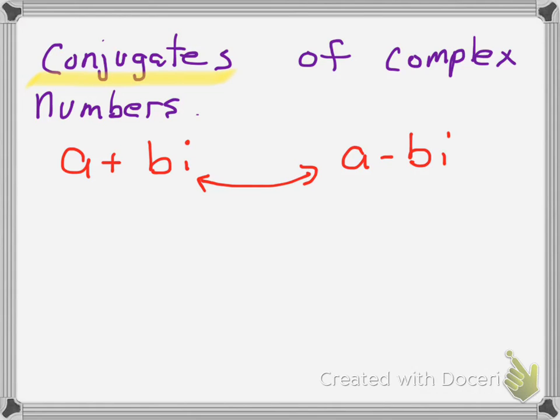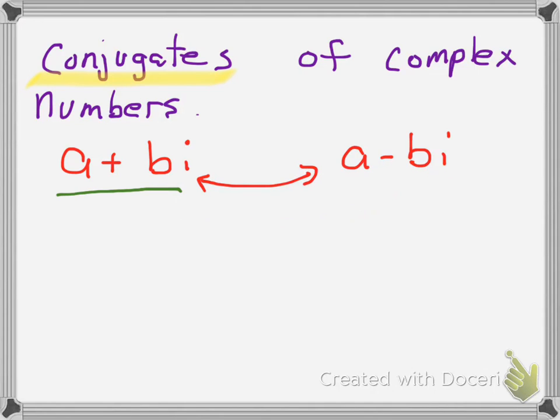The conjugates of complex numbers work pretty easily. Let's take, for instance, a complex number in the form a plus bi. All we have to do to find the conjugate of that number is flip the sign in front of the imaginary portion of your complex number, which is right here. So instead of writing a plus bi, the conjugate is a minus bi.